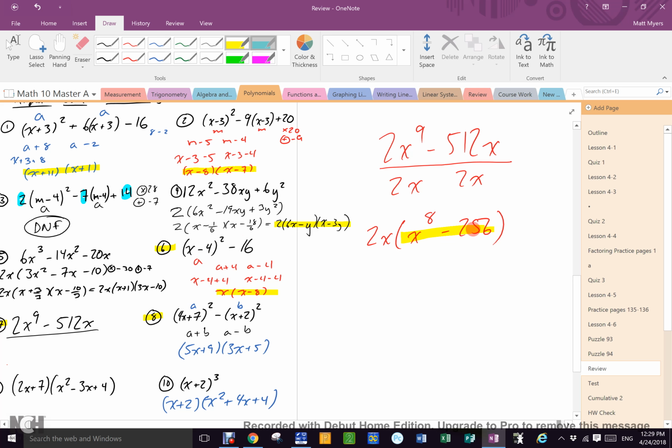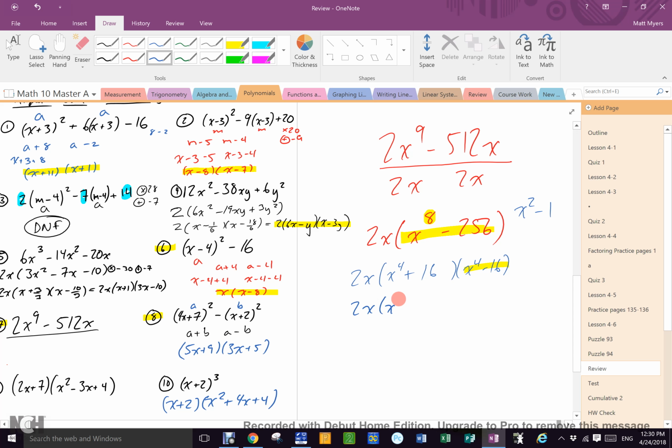Now, does that look like something you have seen? It looks a lot like a difference of squares, doesn't it? Because that is an even number. So again, if I know how to do x squared minus 1, square root that, plus and minus, then I know how to do this, don't I? What is the square root of x to the 8th? X to the 4th. Plus, what's the square root of 256? 16. X to the 4th minus 16. Now I look at that. Does that look familiar? Why? Because it's a difference of squares.